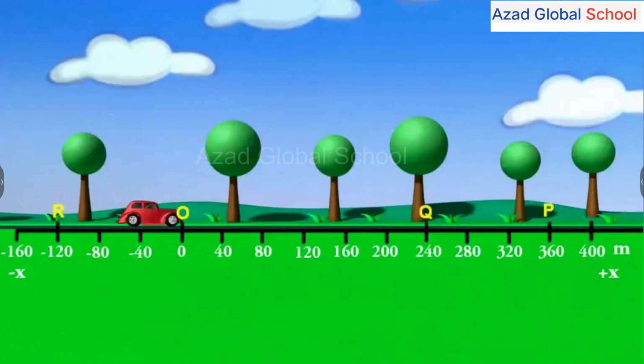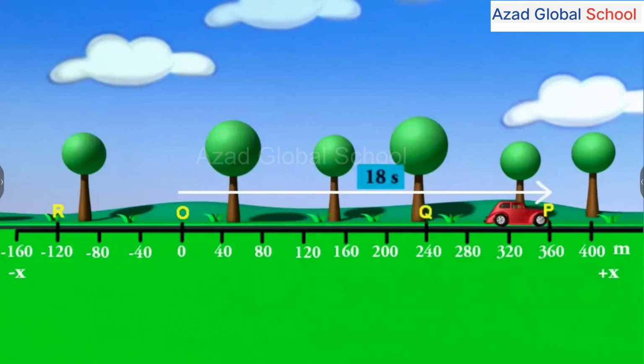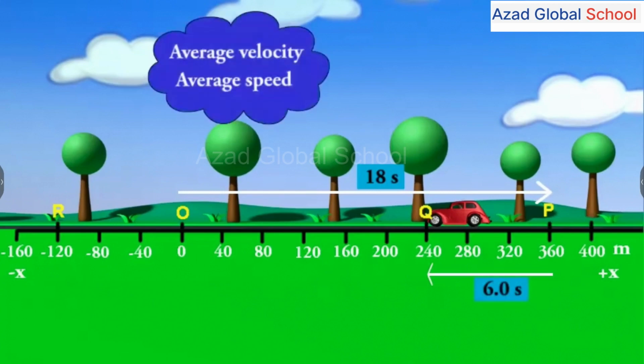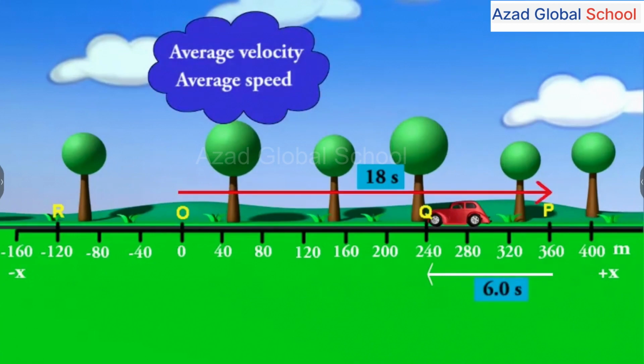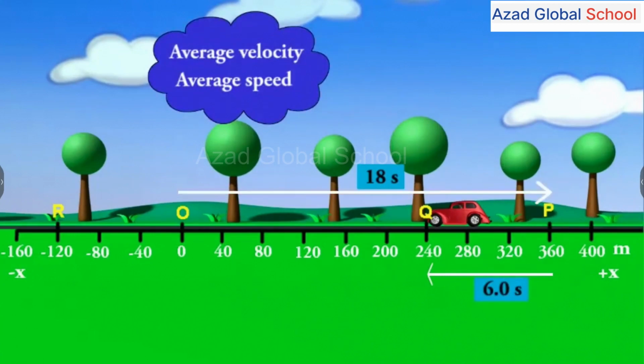Look at an example. A car is moving along a straight line, say OP. It moves from O to P in 18s and returns from P to Q in 6.0s. What are the average velocity and average speed of the car in going from O to P and from O to P and back to Q?